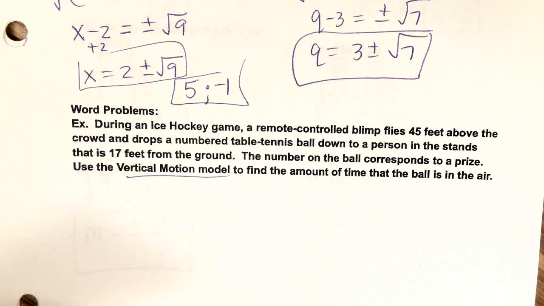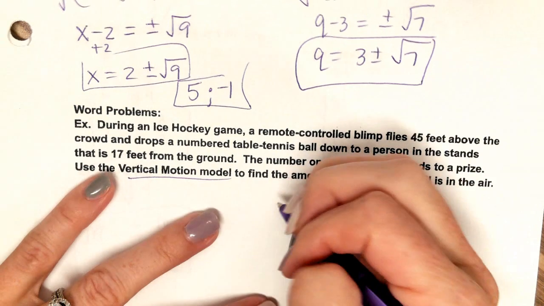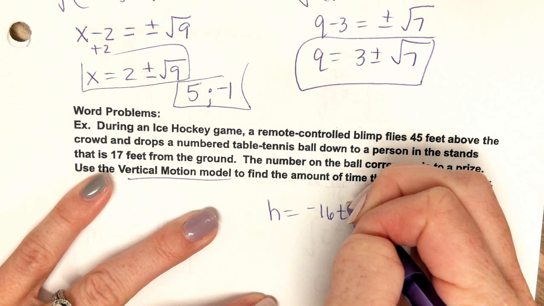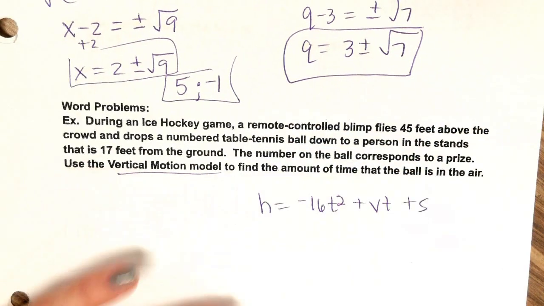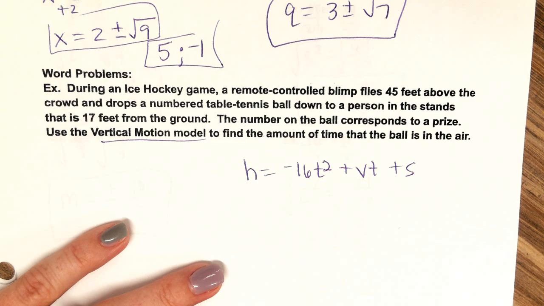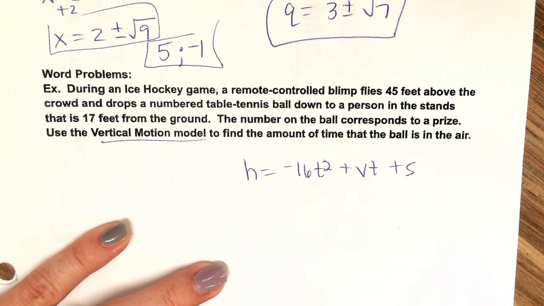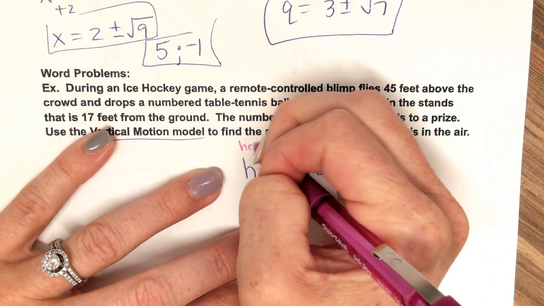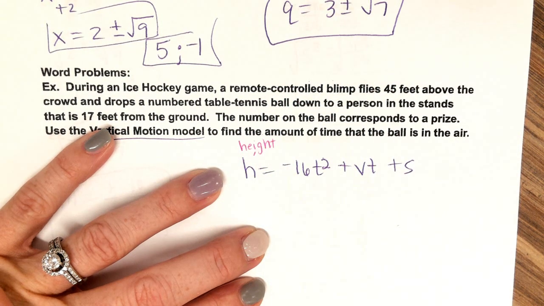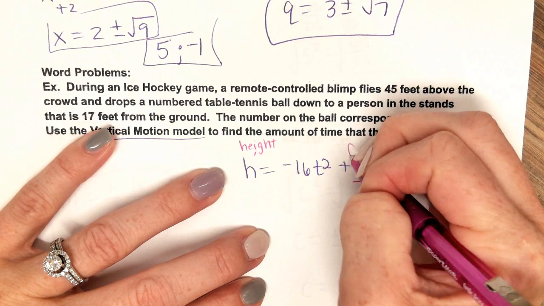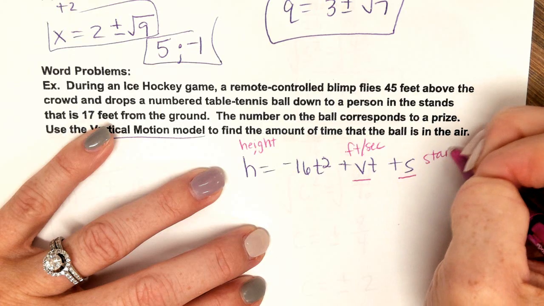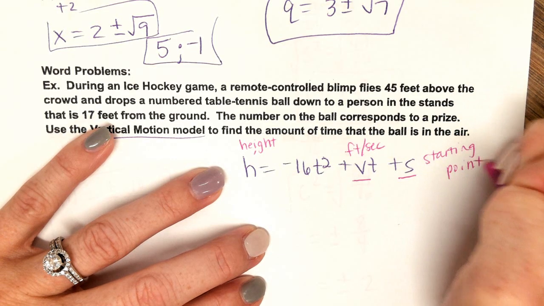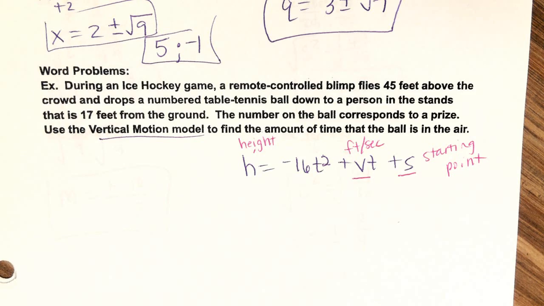Now, we've been talking about the vertical motion model, so let's write it down. H equals negative 16t squared plus vt plus s. And let's go over what each piece represents. The h is the height. The v is feet per second. And the s is the starting point. So let's look at what they gave us.